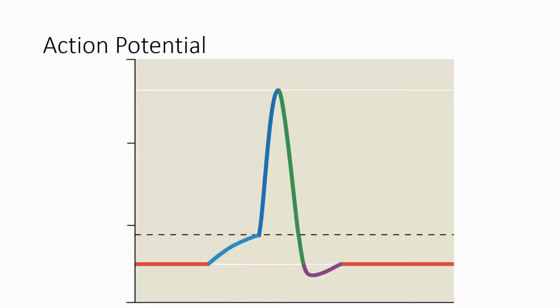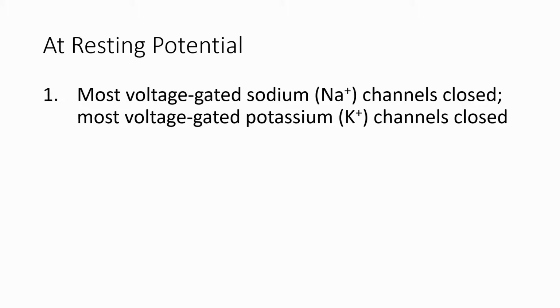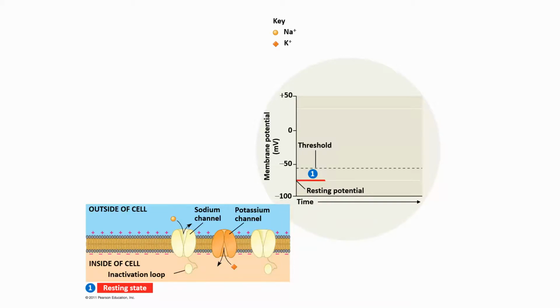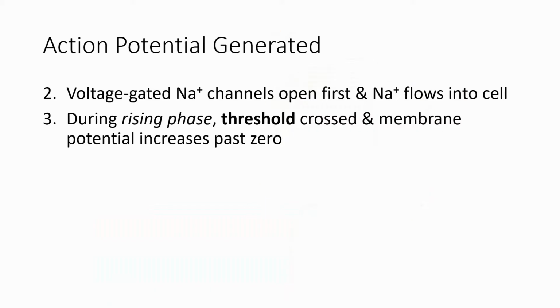All right, so let's look. These are the steps of an action potential. What first happens is at resting potential, most of the sodium channels that are voltage gated, most of the potassium channels that are voltage gated, they're all closed. And I like this diagram a lot. It shows you what's happening at each stage of the action potential, and it also shows you that with the graph of the change. So notice in this diagram, you have sodium and potassium channels both closed.